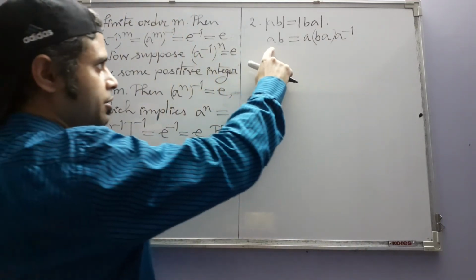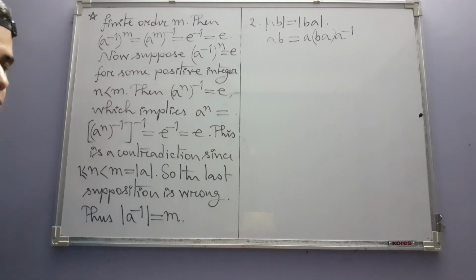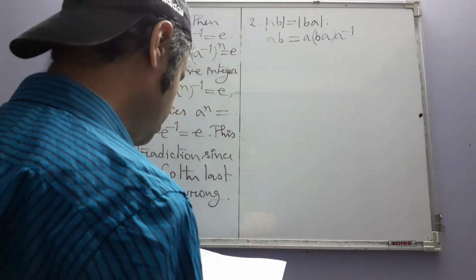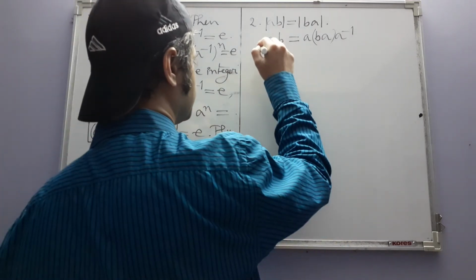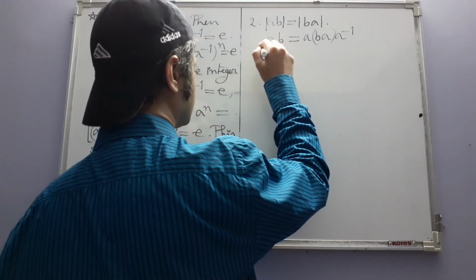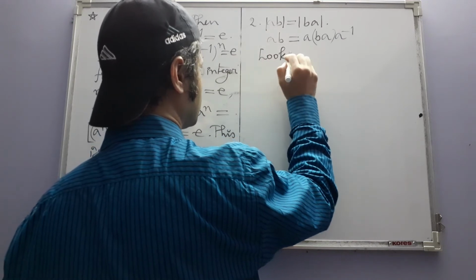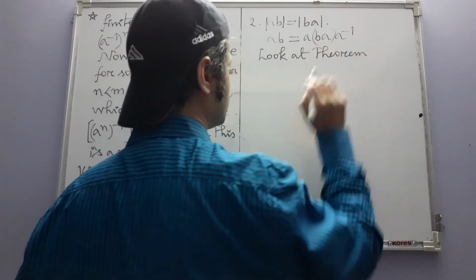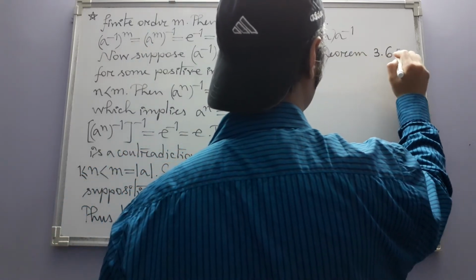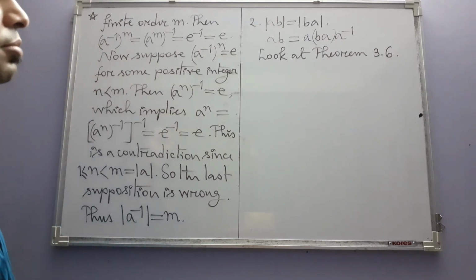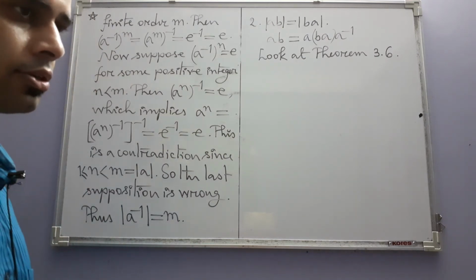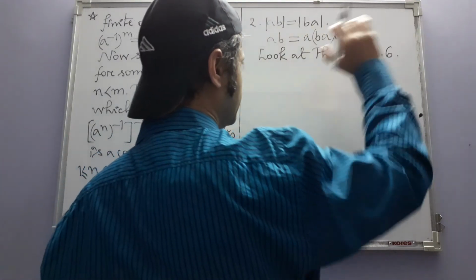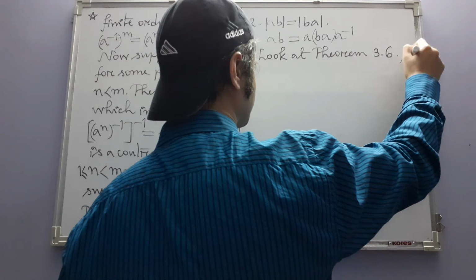So note that AB is the conjugate of BA. Now what does this have to do with their order? To see that, look at theorem 3.6. This theorem says that any element and its conjugate have the same order. So with these things, you try to complete this solution.